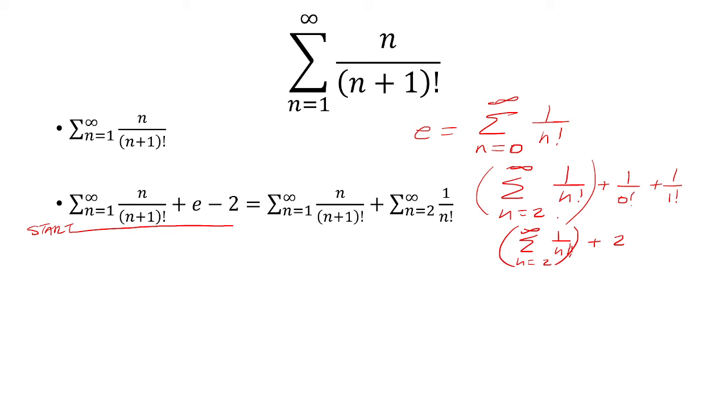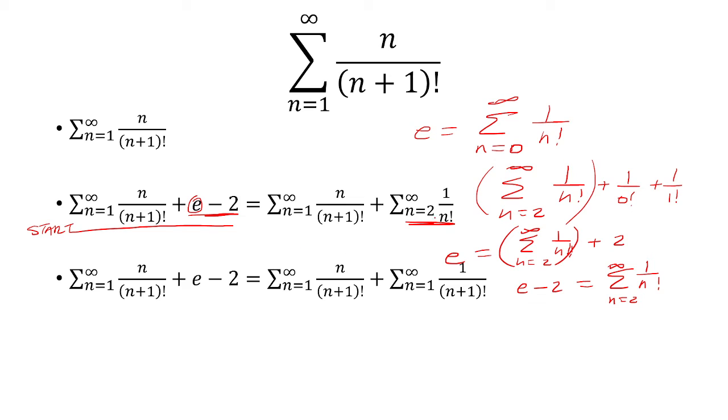So that's why this is true. So e gets replaced. So I guess what we should say is e minus 2 then is the sum from n equals 2 to infinity of 1 over n factorial. So that's why these two are equal.